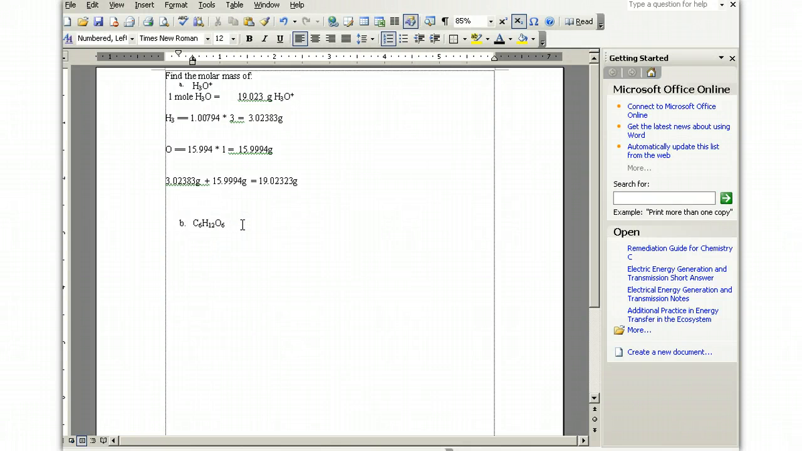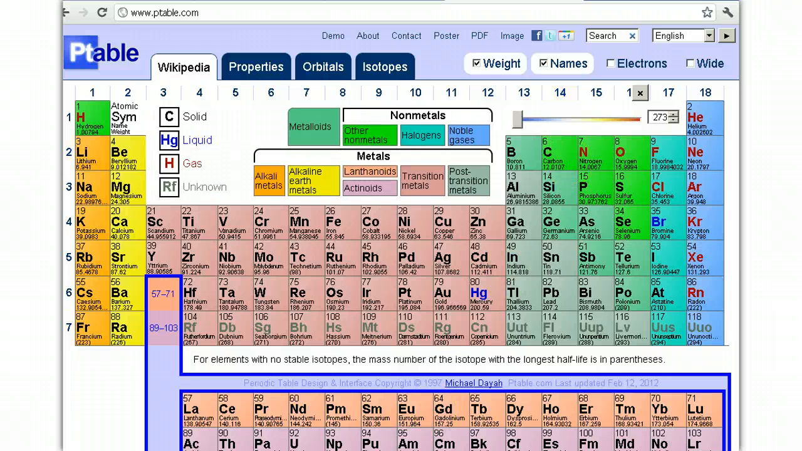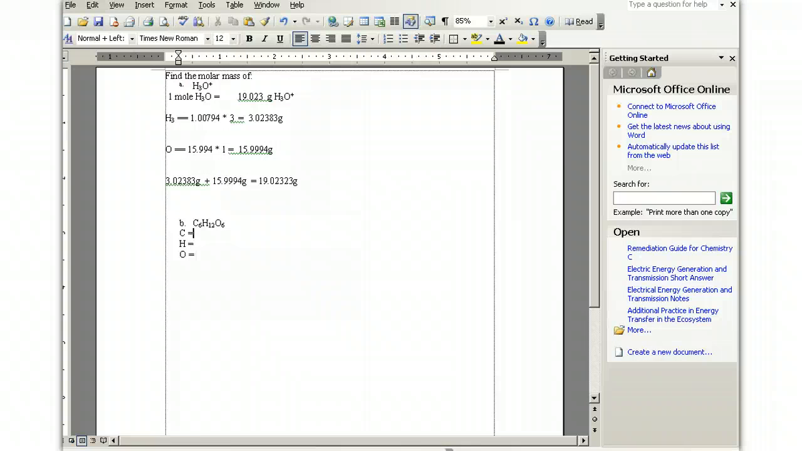Here's another example. Common sugar is C6H12O6. So following the same pattern, let's find out what the atomic mass of carbon is, hydrogen, and oxygen. On your periodic table, we find that carbon is 12.0107.